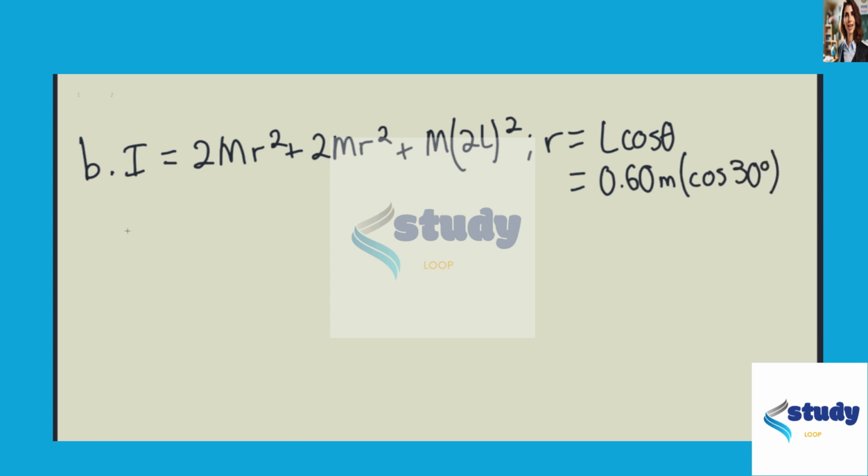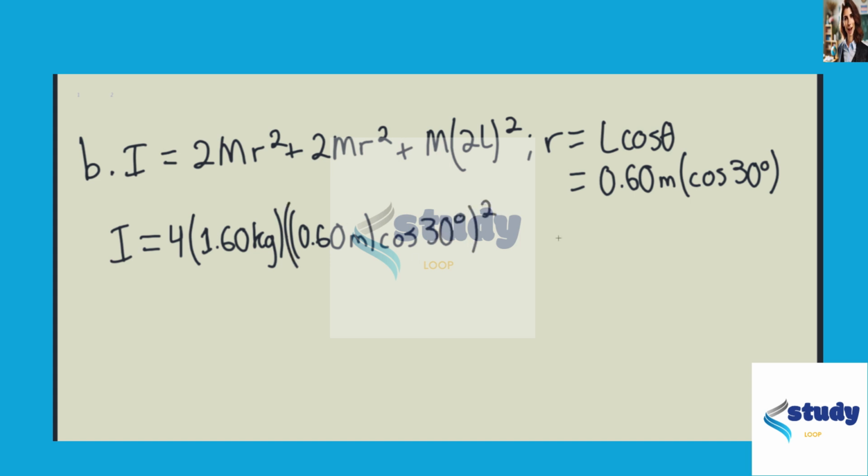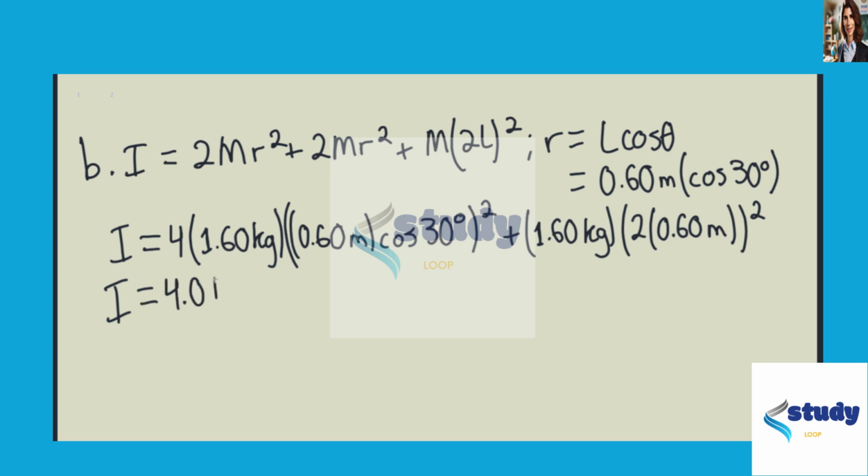So at this point, we can say that I is going to be equal to 4 times the mass of, again, 1.60 kilograms multiplied by (0.60 meters cosine of 30 degrees), this quantity squared, plus the mass of 1.60 kilograms multiplied by (2 times 0.60 meters), this quantity squared. And we find that the moment of inertia now equals 4.0 kilograms meters squared.